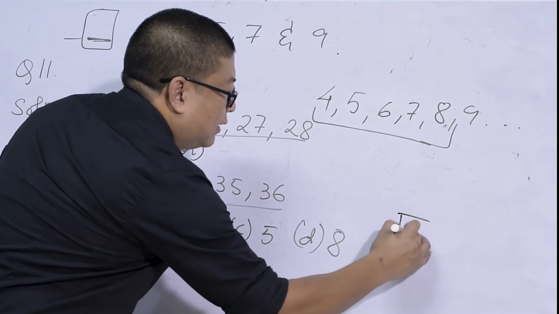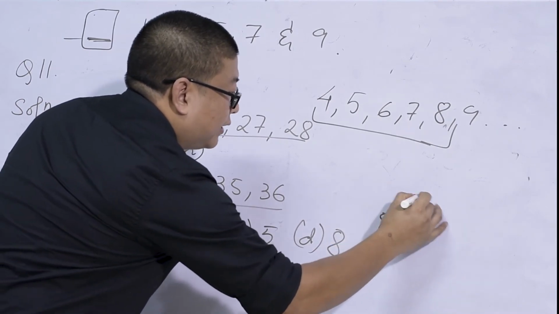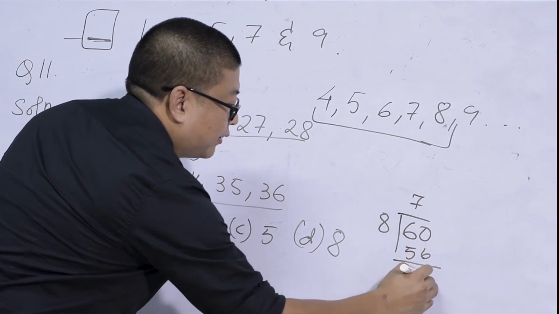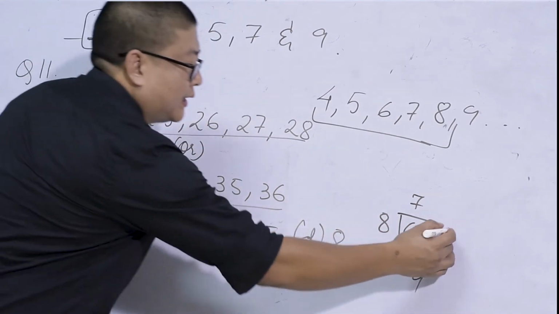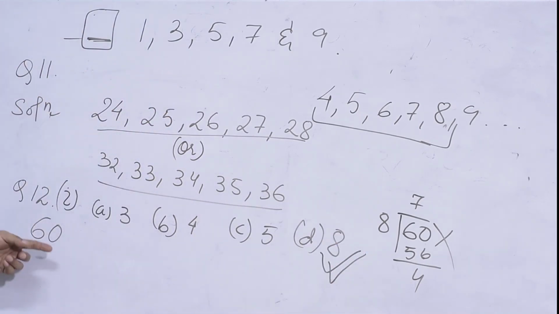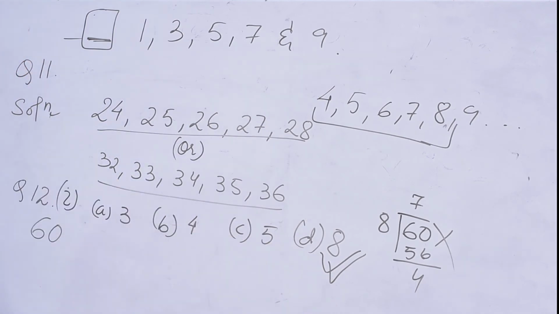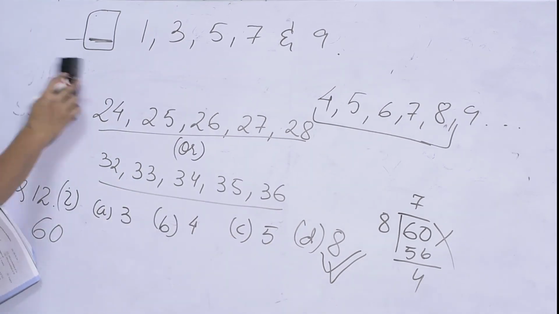That means you divide 60 by 8. 8 into 7 is 56. You're getting a remainder. So this is not possible. So this is your answer. That means 60 is not a multiple of 8. Okay? So this is about A, question number 1, sorry.